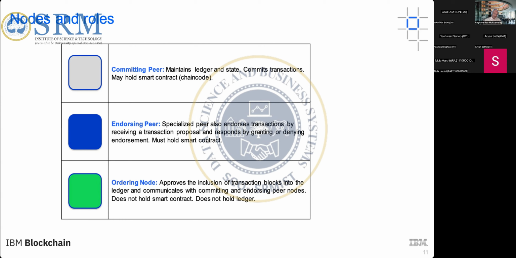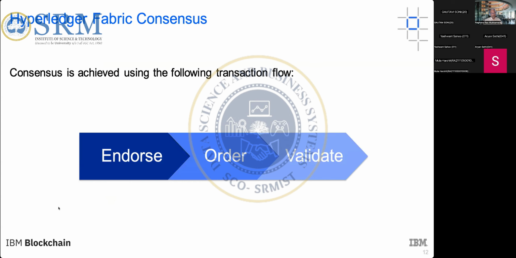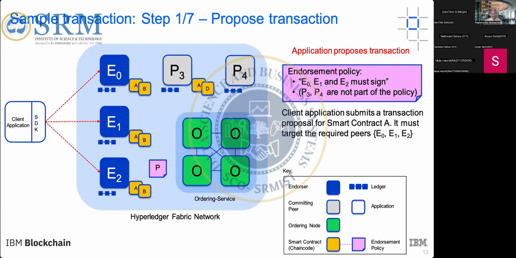So the smart contracts, they will always have a copy of the smart contract with them. And you have the third node, which is called the ordering node. As I mentioned before, the ordering node is just packing the transactions into a block and then releasing it. So the flow is: first endorsement happens, then ordering happens, and then validation happens. The validation is done by the committing peers and things like that. So this is how the flow works, right?